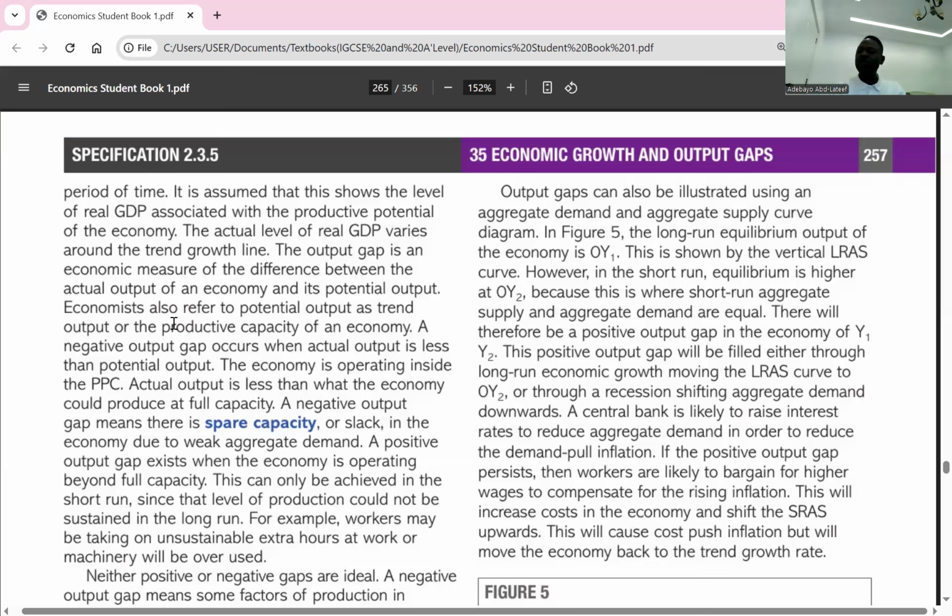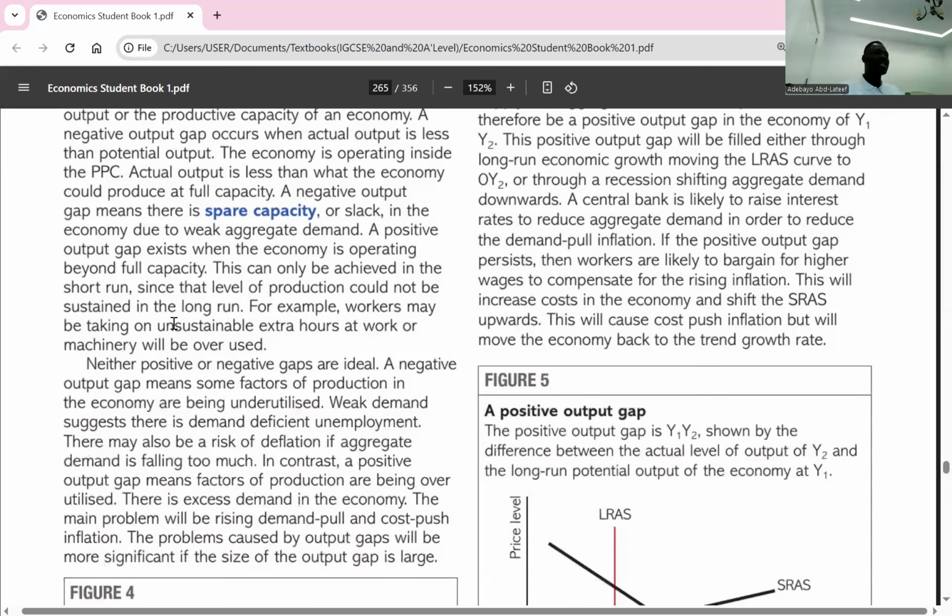Neither the positive nor the negative output gap is ideal. Both are not something that should occur within the economy. For the short run, yes, but in the long run, it is not ideal for any economy. So here I wrote, neither positive nor negative output gap is ideal, because a negative output gap represents underutilization of some factors of production. We are having a negative output gap because there are some unemployed resources. And if there are unemployed resources, aggregate demand within the economy would fall because people will not have income as they are supposed to have. So that means we are operating below our trend. Do you understand that?